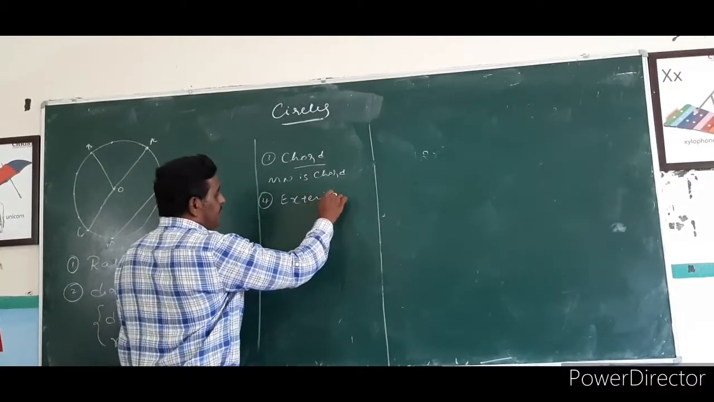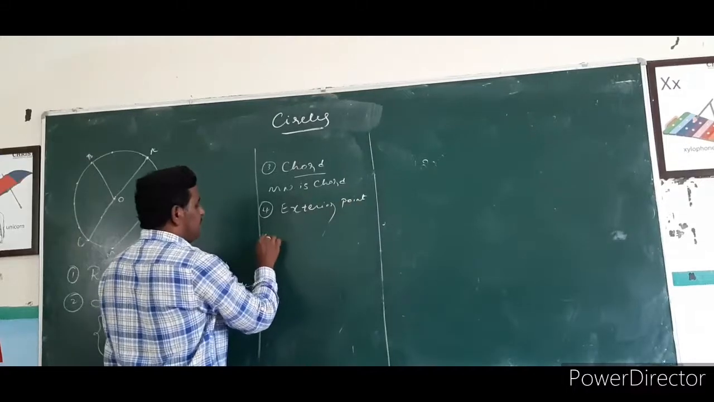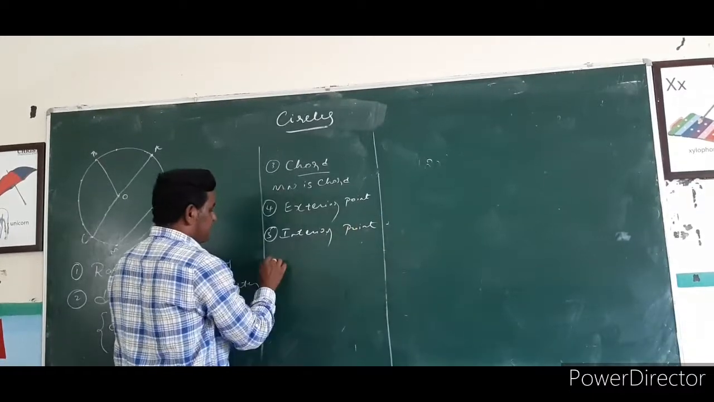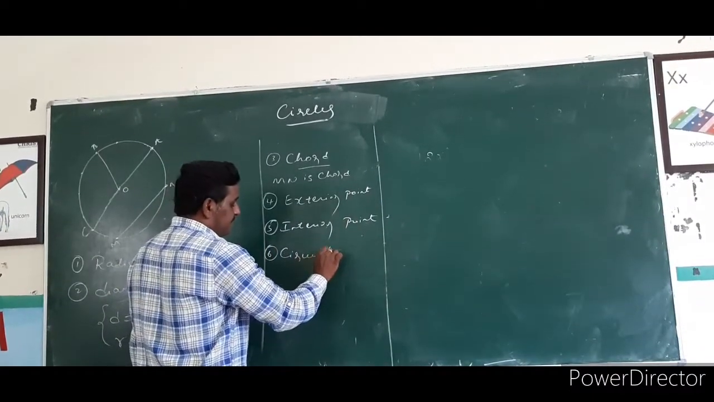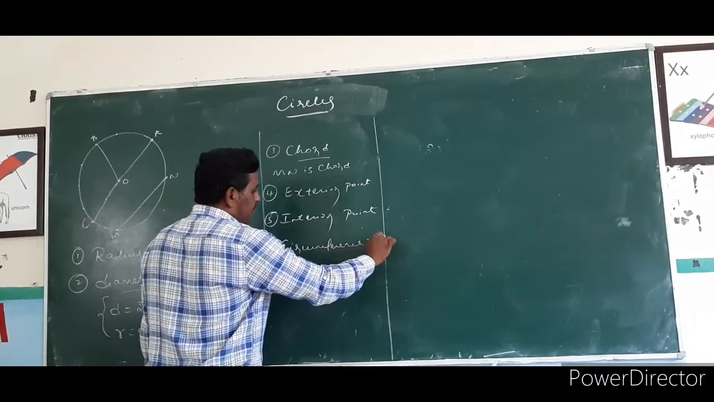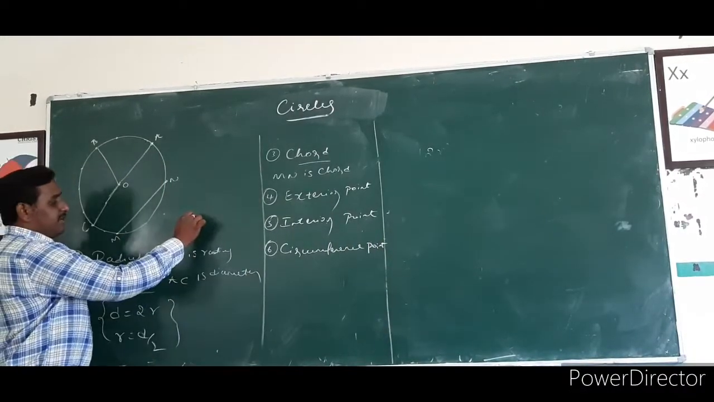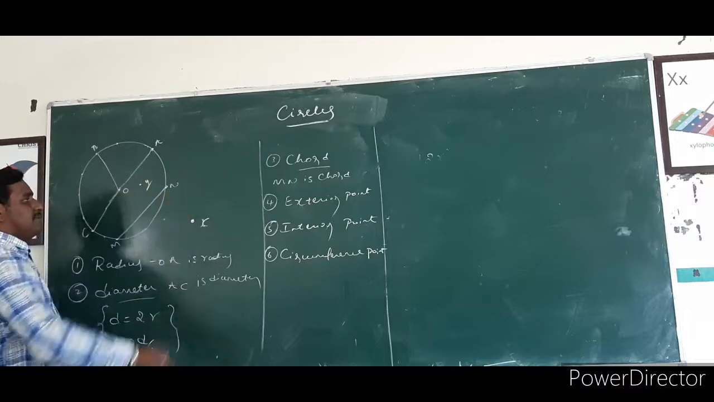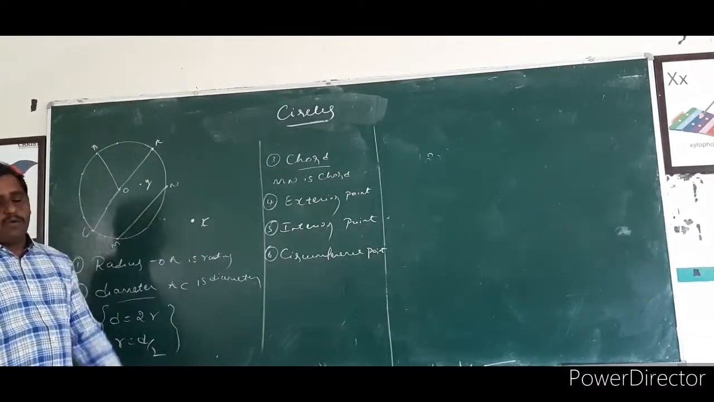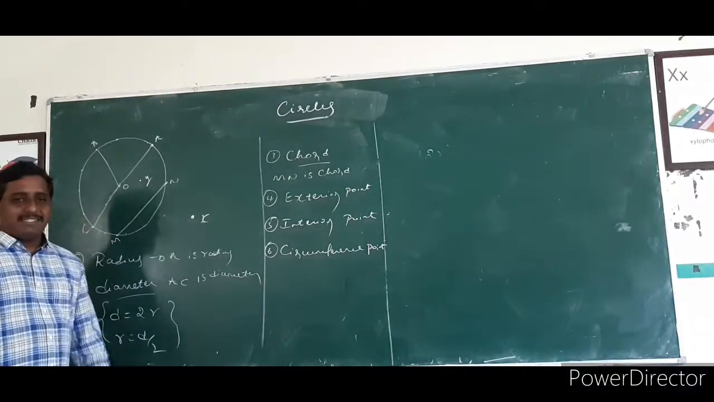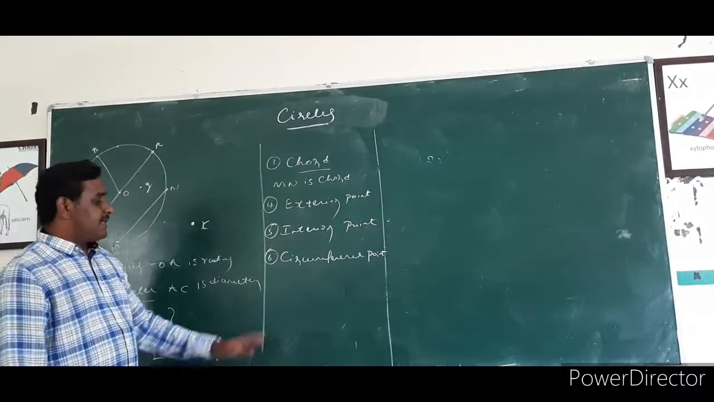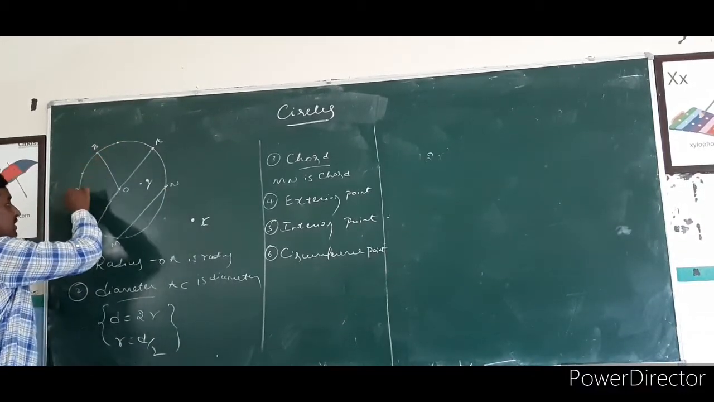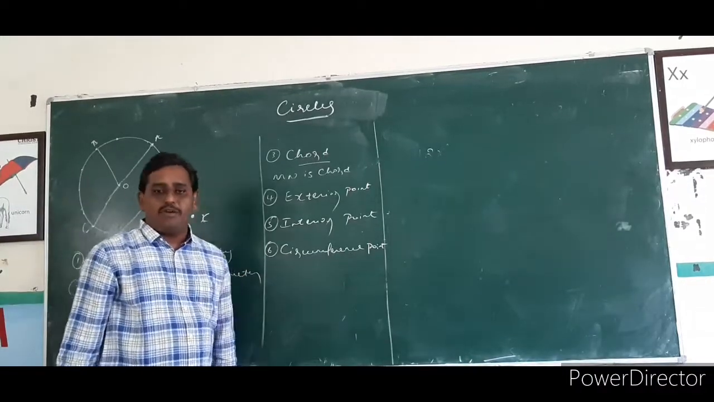Exterior point, interior point, circumference point. Exterior point means if I take a point X outside and a point Y inside. The point outside the circle is called an exterior point. The point inside the circle is called an interior point. The point on the circumference is called a circumference point.